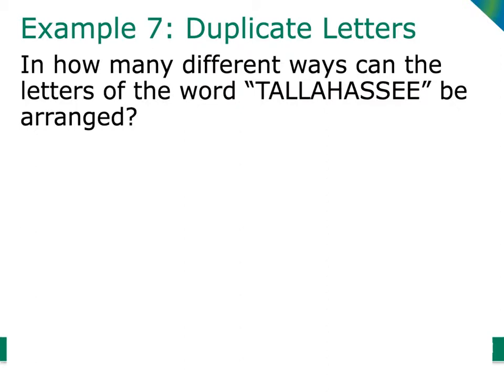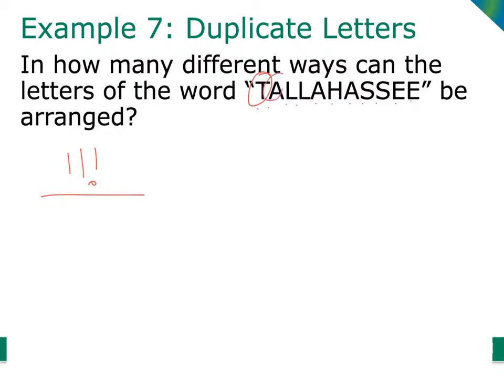So let's look at this example. In how many different ways can the letters of the word Tallahassee be rearranged? So first thing you need to do is figure out how many letters are in Tallahassee. 1, 2, 3, 4, 5, 6, 7, 8, 9, 10, 11. So in your numerator, you would put 11 factorial. Then you need to worry about your duplications. Okay, the T, it just appears one time. So you could do 1 factorial, but 1 factorial is just going to be 1.